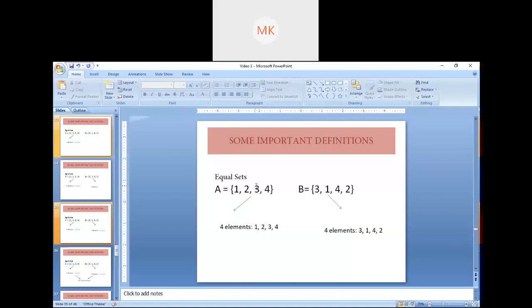They are the same elements. Yes, because in set A you have 1, 2, 3, 4, and set B also has 3, 1, 4, 2. That means the elements are the same but their positions may not be the same. It's okay. But the numbers are the same. So that's why you can say that set A and set B have the same number of elements. Both sets have 4 elements and the same elements, 1, 2, 3 and 4.